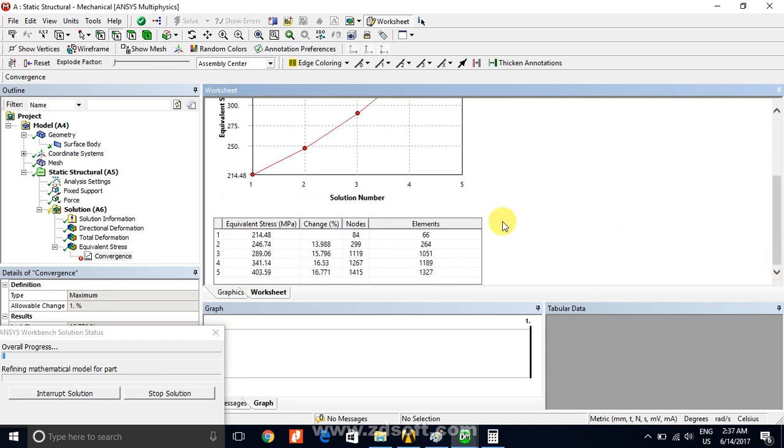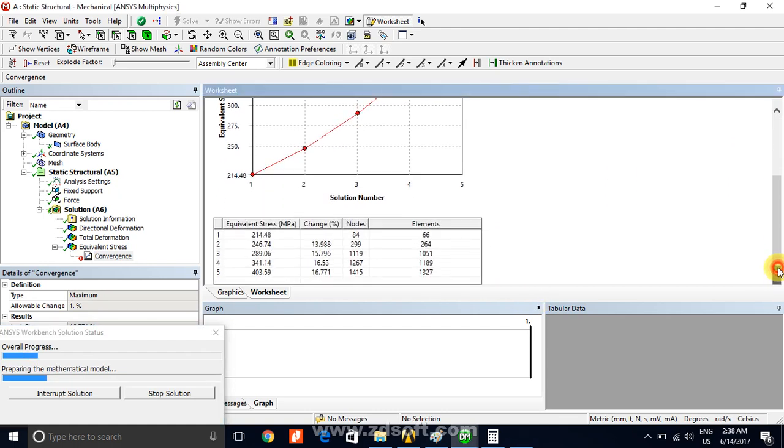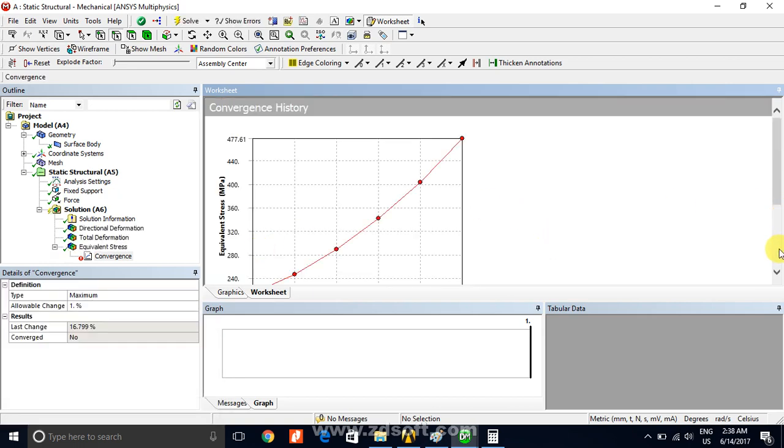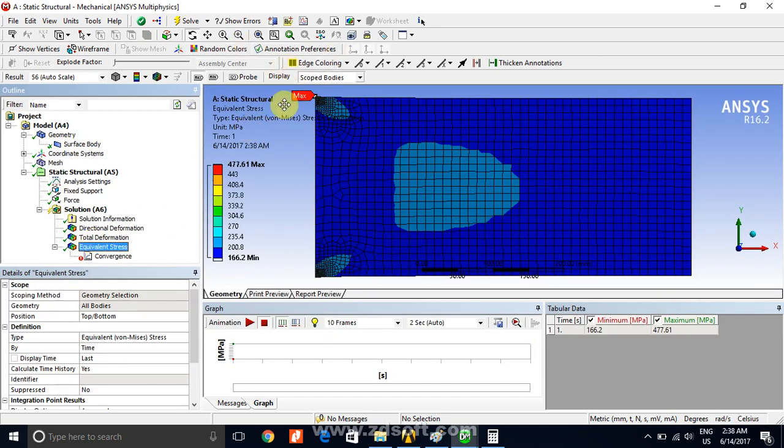As the number of elements is increasing, the equivalent stress is increasing. So we have seen that even after 5-6 refinements, we are not able to get a converged stress value. And where is the problem? Here, at these 2 points. Even with an infinite number of elements, you will not get convergence.